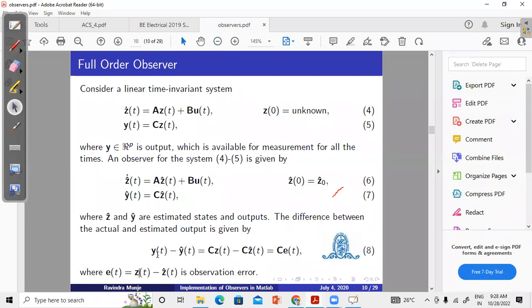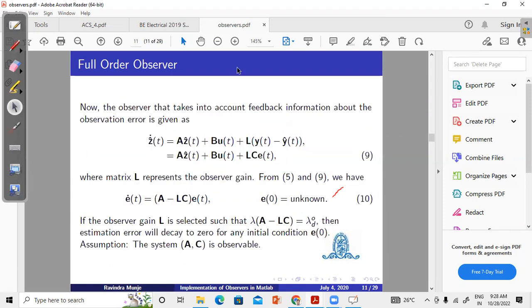So y minus y cap, actual value minus estimated value, is equal to Cz minus C z cap. It is equal to C e of t. What is e of t? E of t is the estimation error. This error has to go to 0, so that we can say that the observer is perfect.